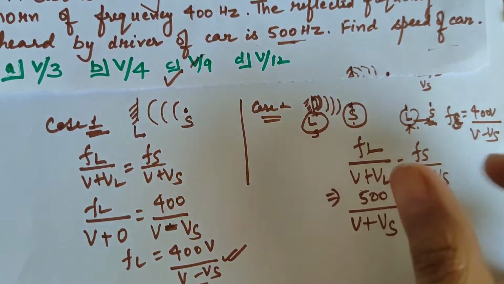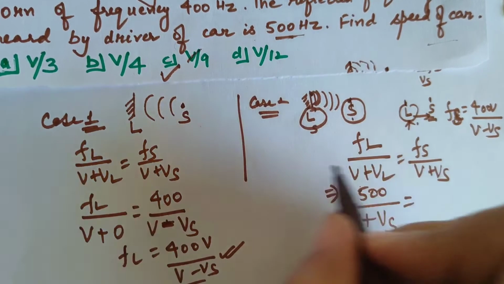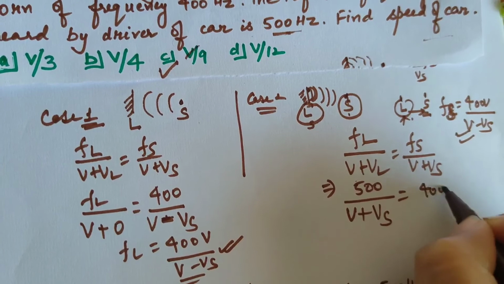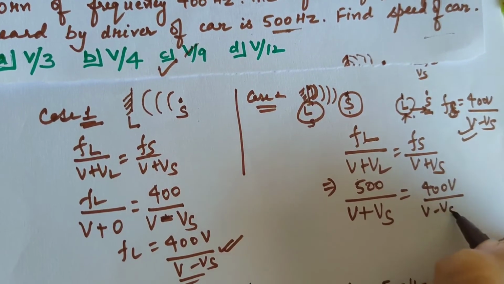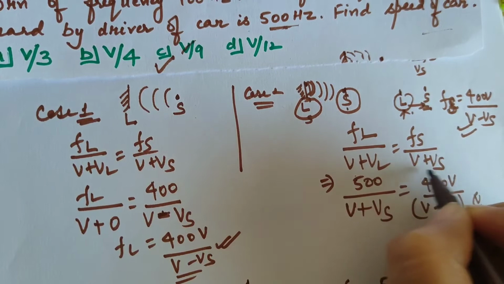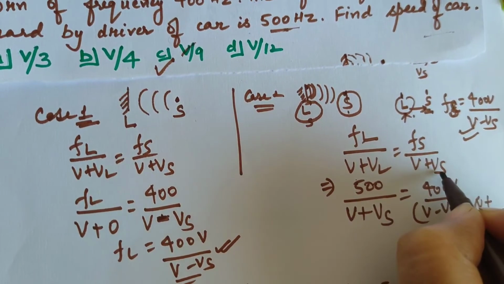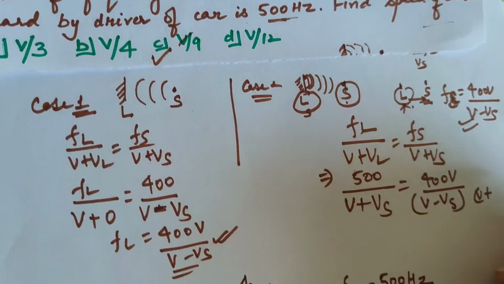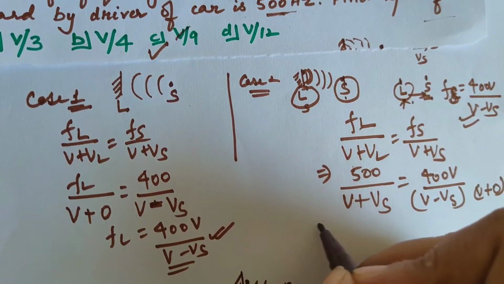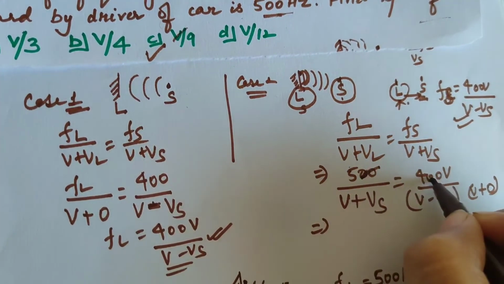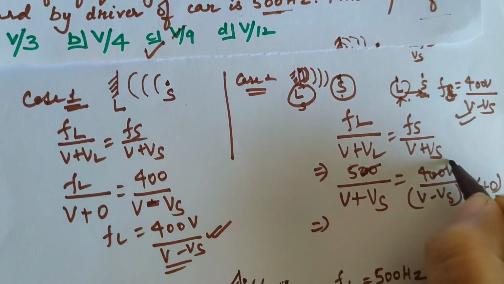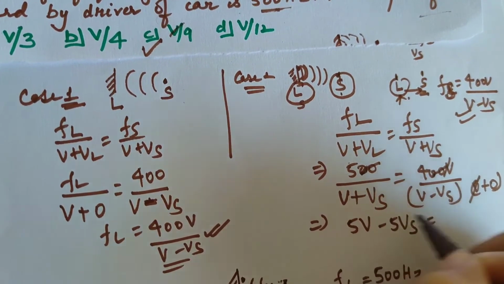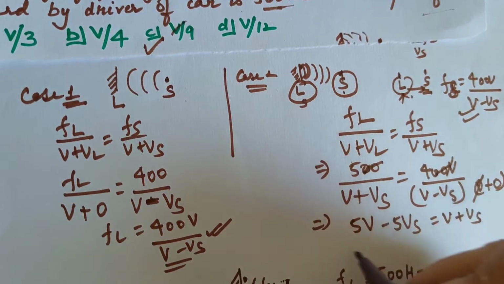Frequency given by the source, which is a wall now, and the value is this, 400 V upon (V − Vs). Here V plus the source speed: now your source is your wall and wall is stationary, so put the value 0 here. So these zeros will be cut. This V and V will be cut, cross multiply. This is going to be 5V − 5Vs = V + Vs.